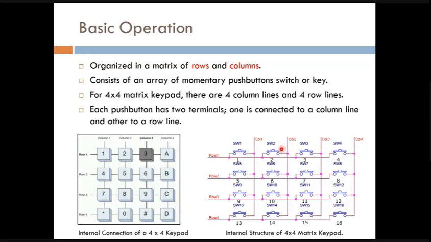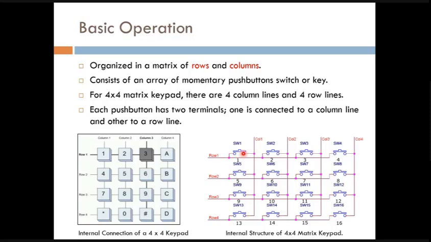We have rows, we have columns, and between column and row, we have one push button. And the following one, second column, same for the row, another push button, and another push button, and so on. So the arrangement for various types of keypad is similar. It looks like this. Push buttons are connected between columns and rows.